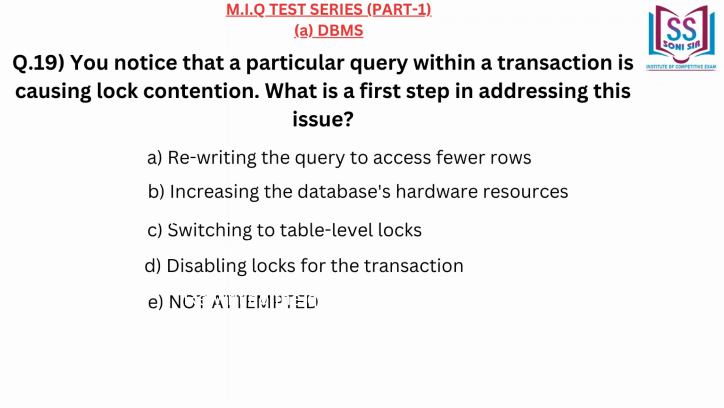You notice that a particular query within a transaction is causing lock contention. What is the first step in addressing this issue? A. Rewriting the query to access fewer rows. B. Increasing the database's hardware resources. C. Switching to table-level locks. D. Disabling locks for the transaction.